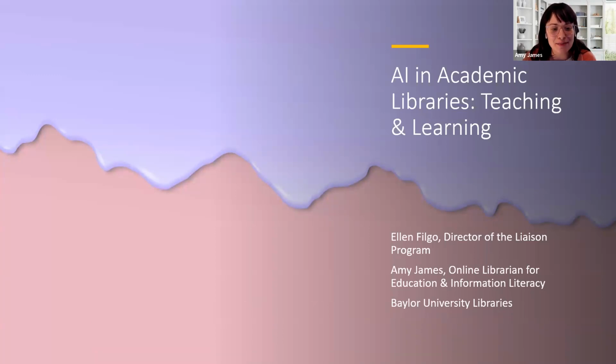So hello, my name is Amy James, and I'm the online librarian for education and information literacy at Baylor University. I'm joined today by my colleague, Ellen Filgo, who is the director of our liaison program. And we're excited to join you all today for a discussion on AI in academic libraries, teaching and learning.